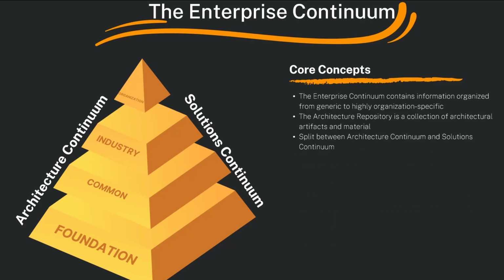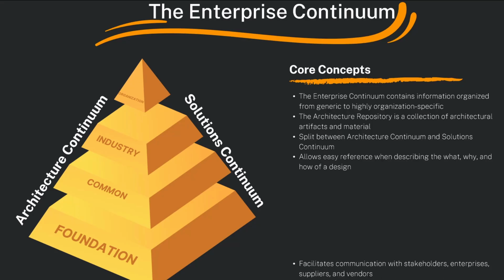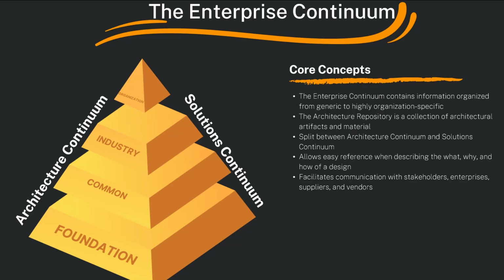The enterprise continuum is typically split between what we call the architecture continuum and the solution continuum, and both of these two areas have generic and highly specific artifacts. The enterprise continuum allows us to easily reference specific or generic when describing the what and why and the how of a design. It makes communication with both internal and external stakeholders, enterprise, suppliers, and vendors much easier and allows for fast decision making. It also aids in effective use of vanilla product, which we call commercial off-the-shelf product.